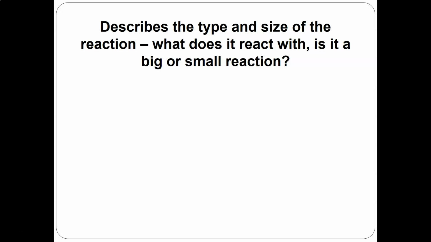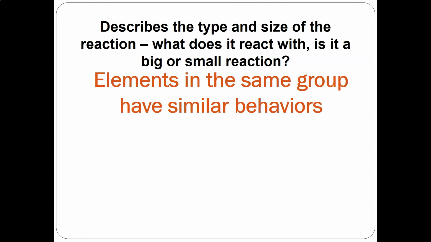So elements in the same group are going to have the same types of behaviors. Remember, that's why we call them a family. People in a family may not be identical to each other, but they may have some characteristics that are similar. You may not look exactly the same as your mom or dad, but you may have some features that look similar, or maybe some behaviors that are similar, right?